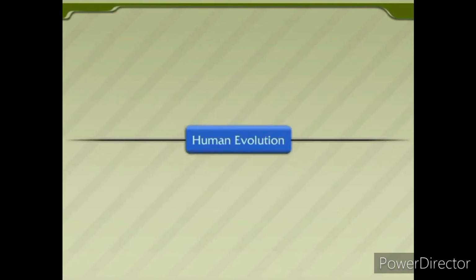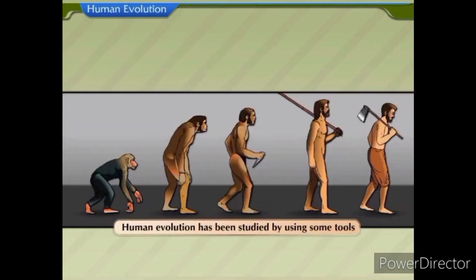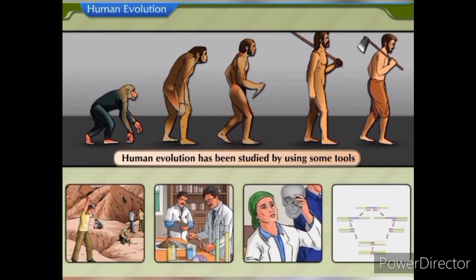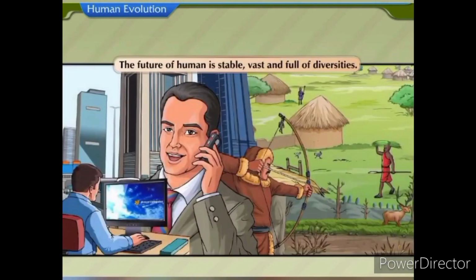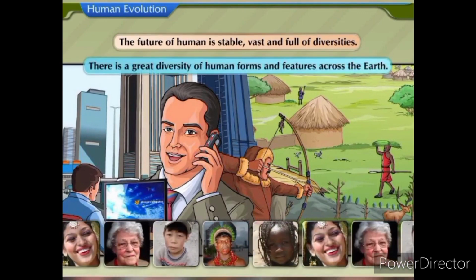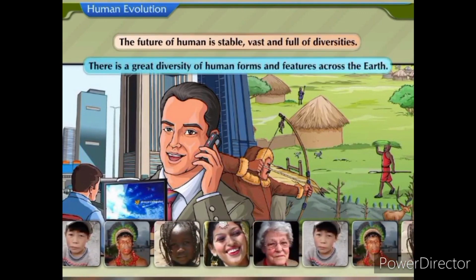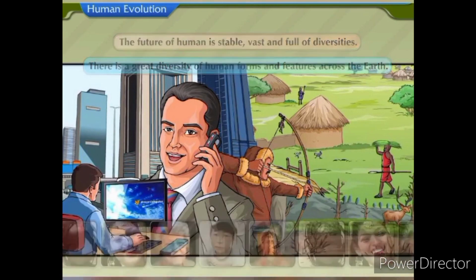Human evolution. Human evolution has been studied by using some tools like digging earth, time dating, studying fossils, and determining DNA sequence for tracing evolutionary relationship. The future of human is stable, vast, and full of diversities. There is a great diversity of human forms and features across the earth.